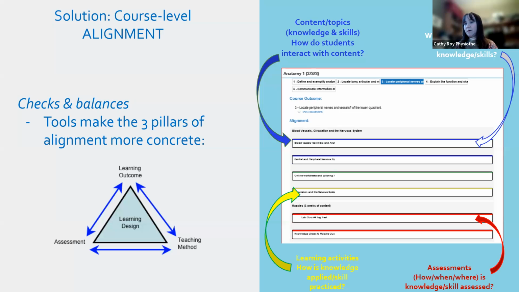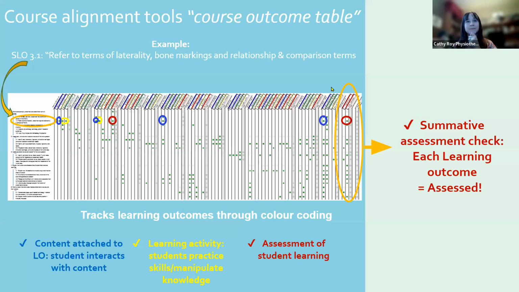How is that knowledge applied, or how is that skill practiced in the lab or the lecture? What is the student doing with that knowledge to become familiar with it? And then where is it assessed? And then what will they actually do with that knowledge and skill? So that's the learning outcome.